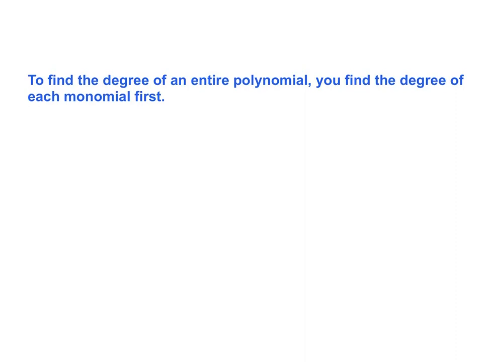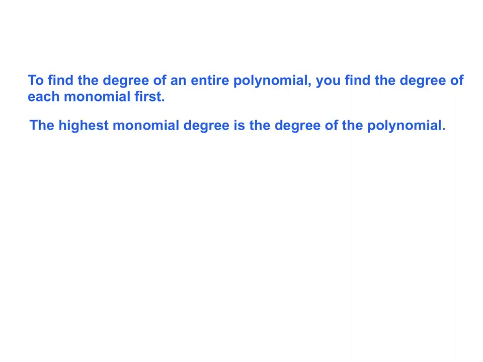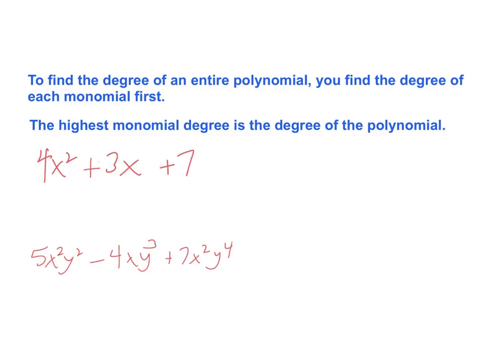Last thing. When you find the degree of an entire polynomial, what you do is you find the degree of each monomial first, and whichever one's the highest, that's the degree of the whole thing. So the highest monomial degree is the degree of the whole thing. So here's a couple examples.